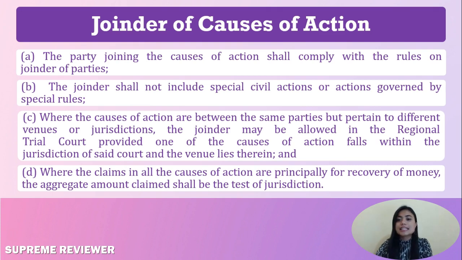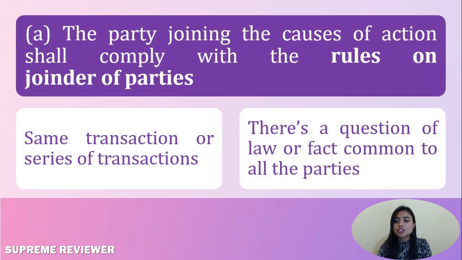Okay, let's discuss the first condition in Section 5 of Rule 2. That is, the party joining the causes of action shall comply with the rules on joinder of parties. The joinder of causes of action is indeed allowed under Section 5, Rule 2, but if there are multiple parties, the joinder is made subject to the rules on joinder of parties under Section 6, Rule 3.